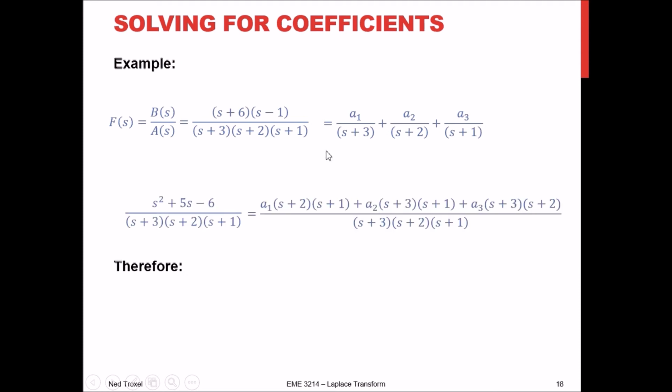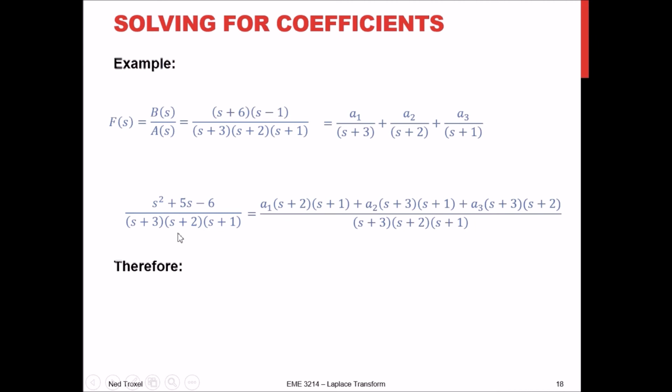Now, I know that I can put these back together. Okay. If I multiply this a1 times s plus 2 and s plus 1, I can get it over a formula like over the denominator like this. Okay, so let me do that for each of these terms. Let me multiply by the other two. Okay, and I'll wind up with a monster numerator over the same denominator as this one. So let me multiply out this as well, and I will get s squared plus 5s minus 6.